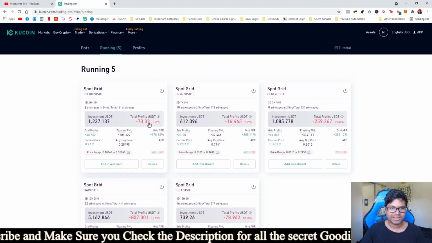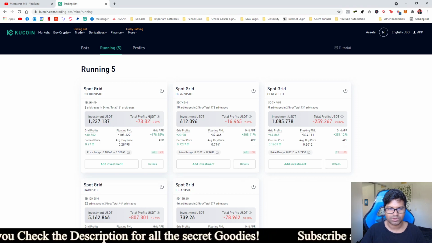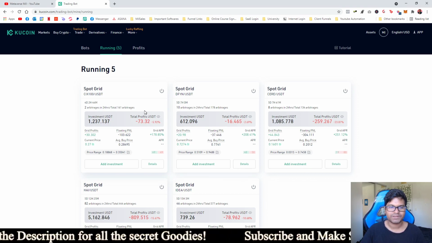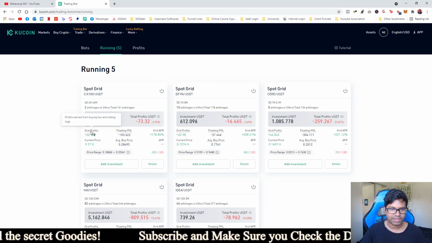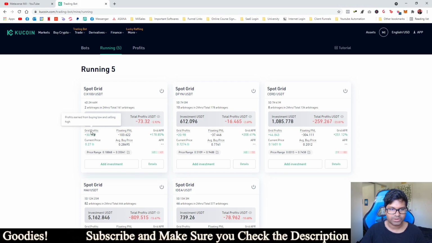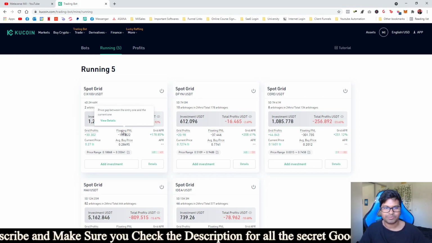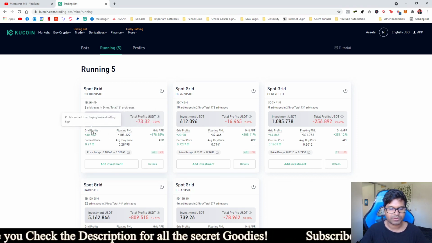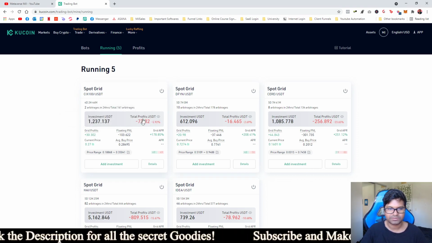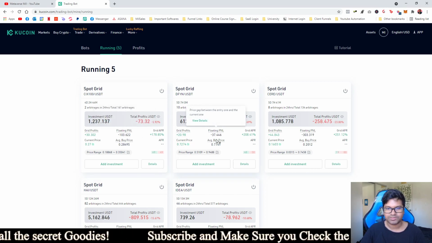Okay, so let's start with the basic thing, total profits. How does that work? Total profit is counted by the floating PNL and the grid profits number. This makes the total profit. So let me use this example.